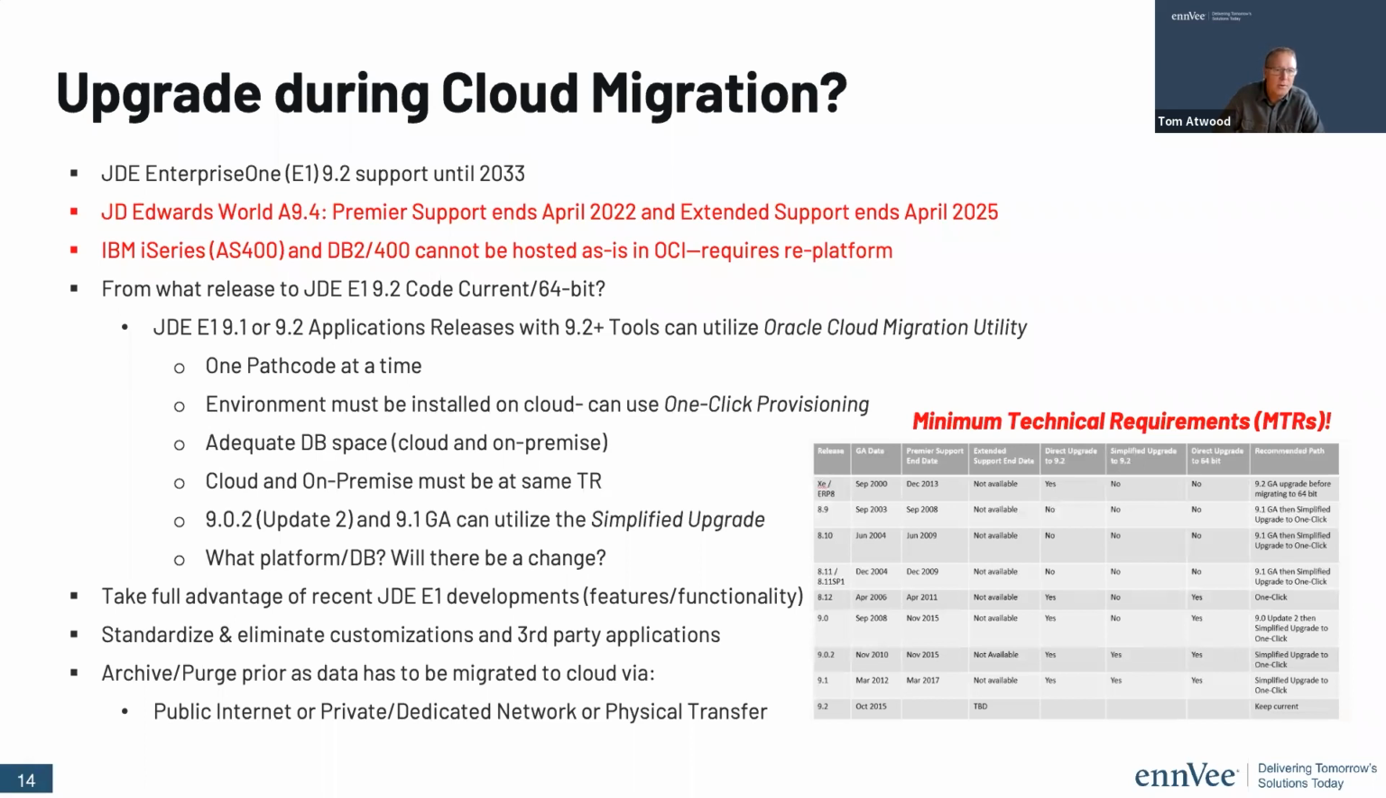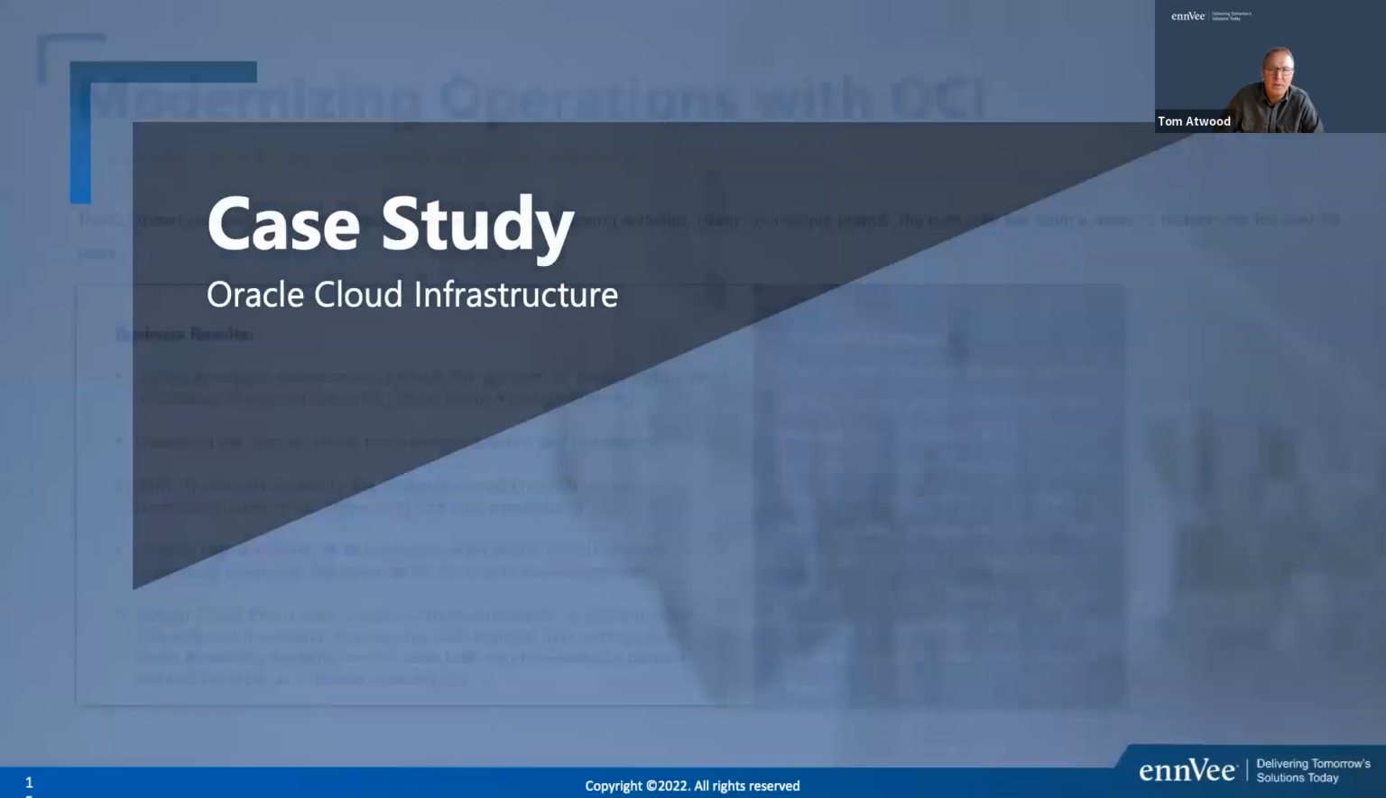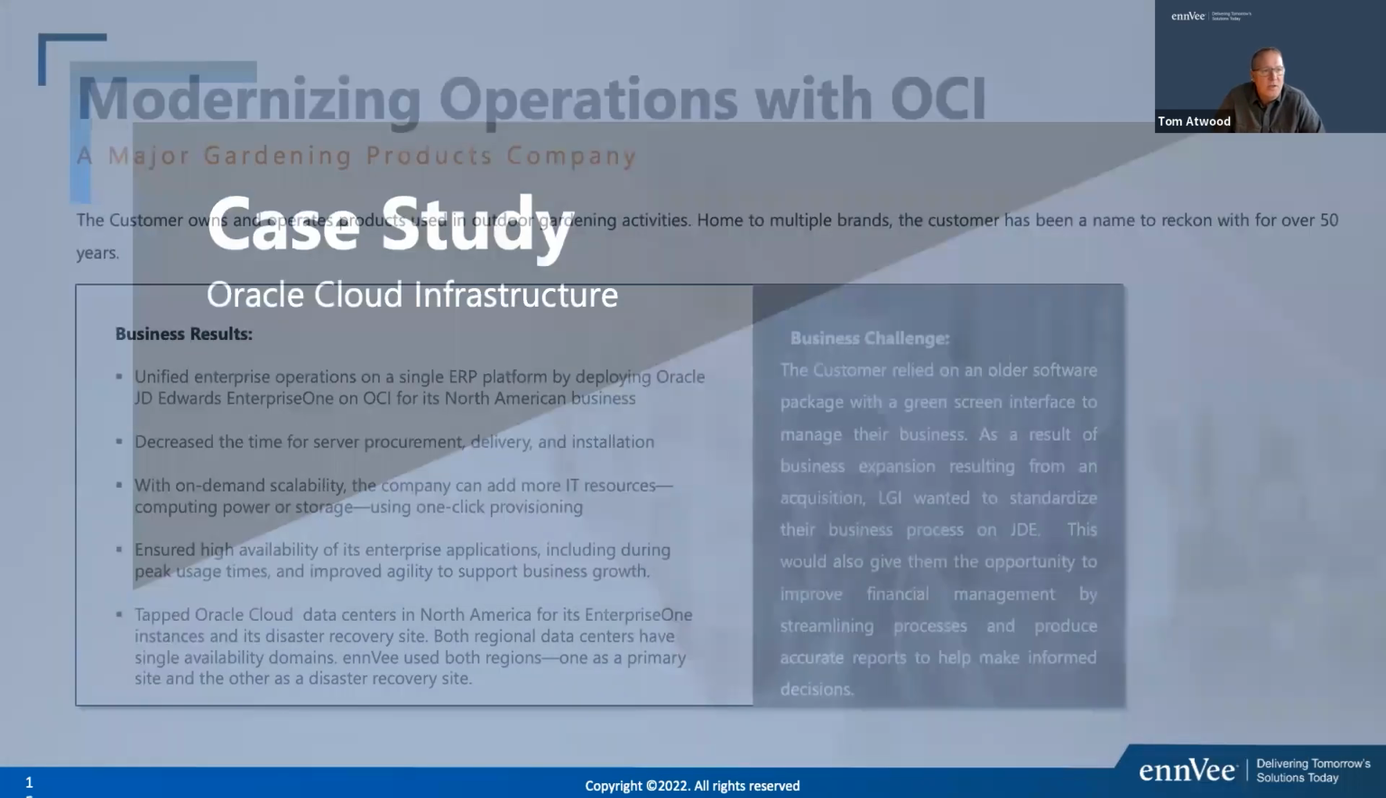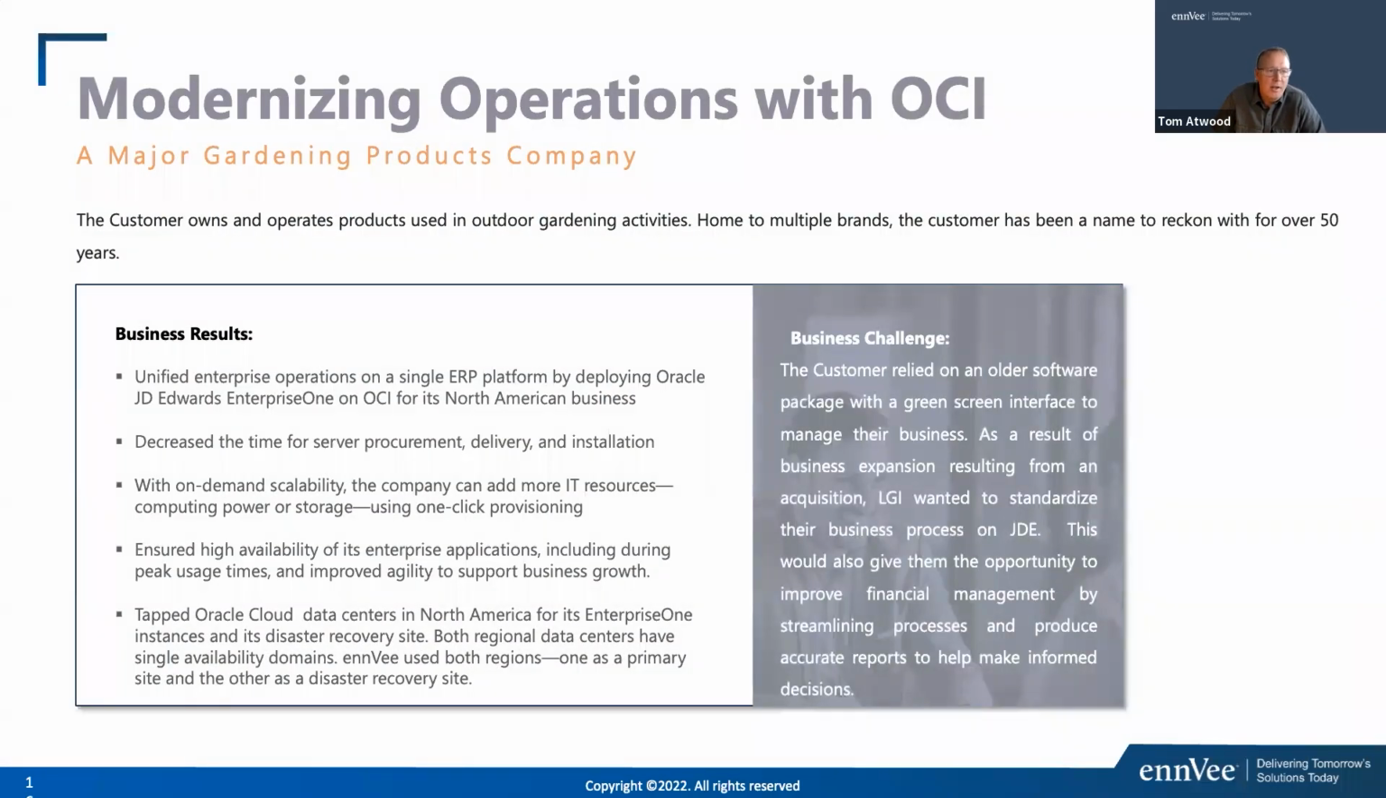I'm just going to go through a case study that we did. This is a major gardening products company, and they operate gardening activities. They have multiple brands. They've been around for 50 years. They had a green screen system, and then they also acquired a company that had JD Edwards. And their legacy green screen was on premise, as was the acquired company.